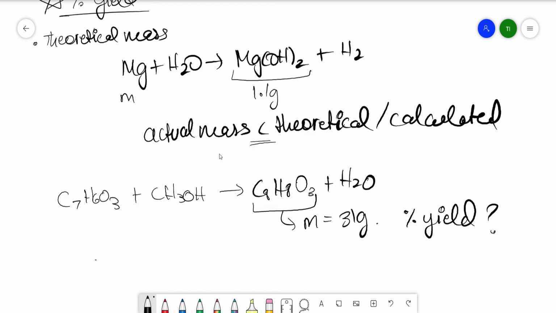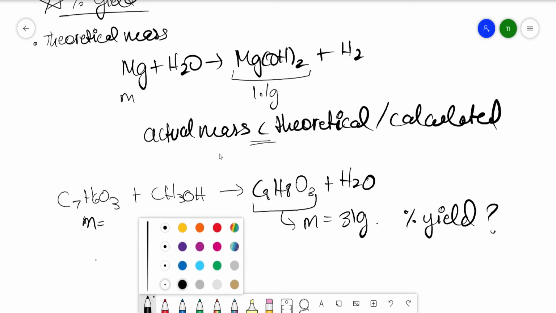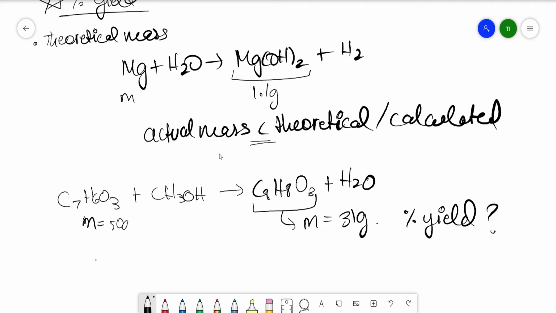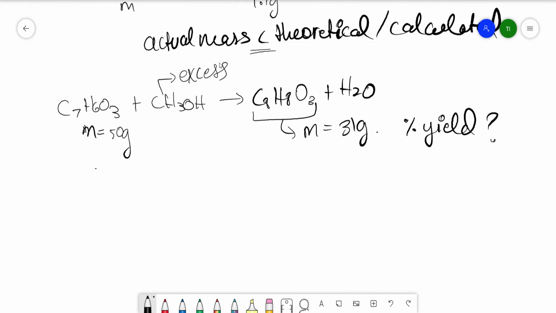Oh wait, and another thing that you're given is that the mass of C7H6O3 is 50 grams, and the methanol is in excess. Okay, so calculate the percentage yield. I hope you have attempted the question. If you haven't, let's attempt it ourselves.